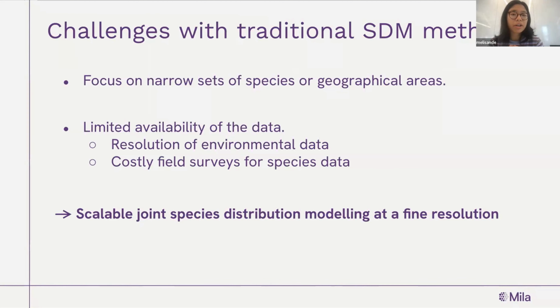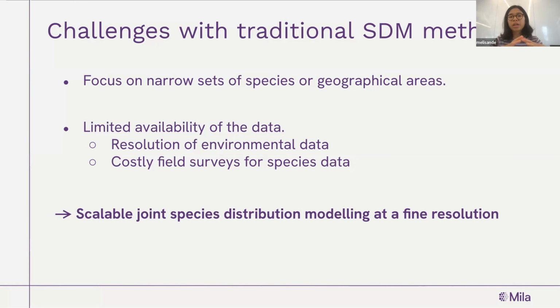There are several challenges associated with traditional species distribution modeling methods. First of all, they focus on narrow sets of species or geographical areas. It's quite easy to understand why narrow geographical areas might be a limitation, but modeling a single species is really interesting if you're looking at a specific species in a given location, like to guide local policy.